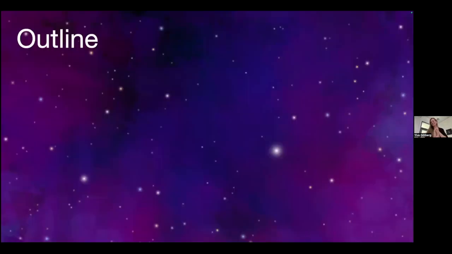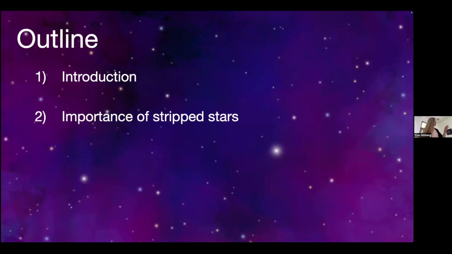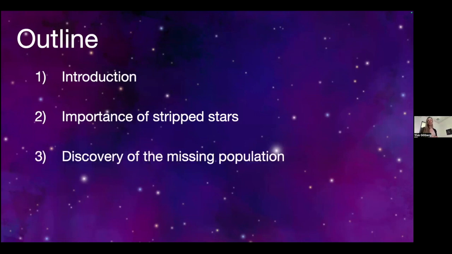So the outline for today: I will start with a little bit of an introduction so that we all can feel comfortable with binary stars. I suppose not everybody works with binary stars here, so I thought that would be nice. And then we're going to talk a little bit about the importance of these envelope stripped stars or helium stars. Why do they matter, and for what? Then we will move towards the discovery of this missing type of object and end with a new touch from Alex, mostly on the binary properties.